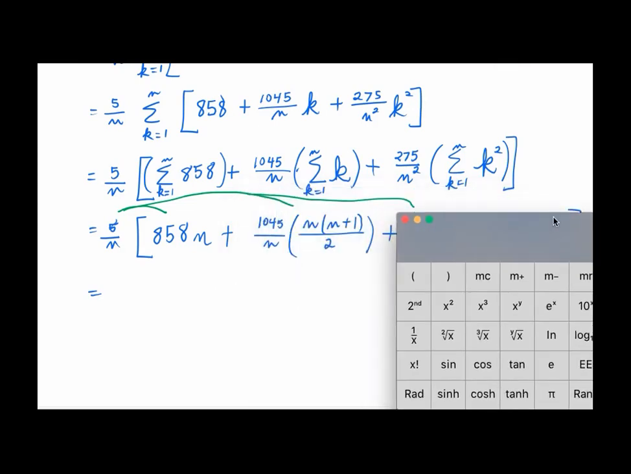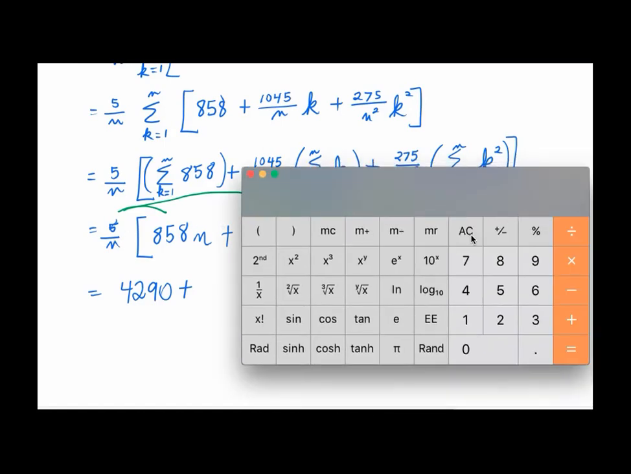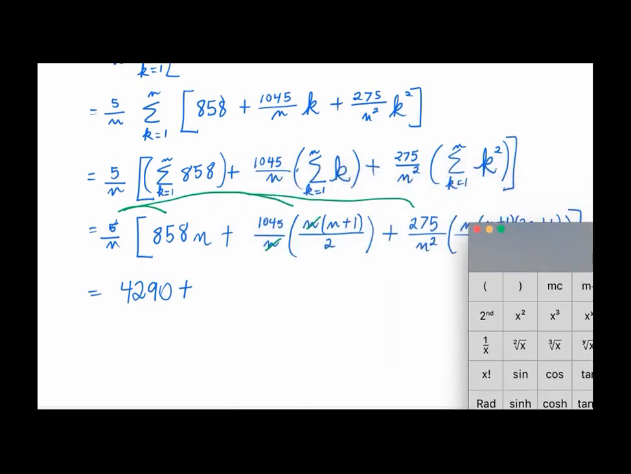Which is 4,290. Okay, plus, then we'll have 5 over n times 1045 over n. Actually, let's not do it that way. Before I combine this term, let's go ahead and cancel those n's. And I can do 1045... No, that doesn't divide by 2 very easily. I guess that'll be it. So let's go ahead and do 1045 times 5, which is 5225.